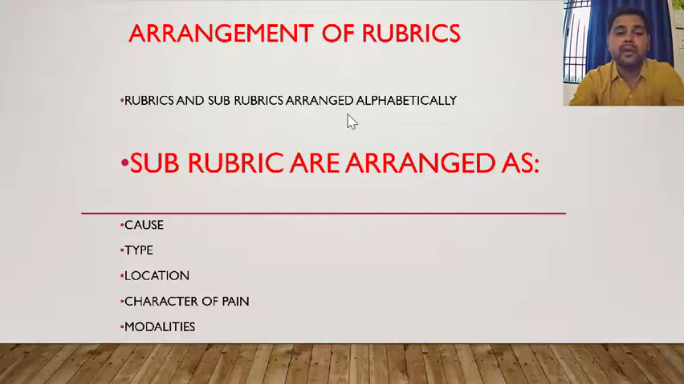The arrangement of the rubrics is pretty important in repertories as well. Just like Kent's repertory, the rubrics and sub-rubrics are arranged alphabetically, and sub-rubrics are arranged as cause, type, location, character of pain and modalities. So this is the type.